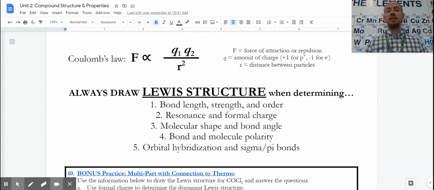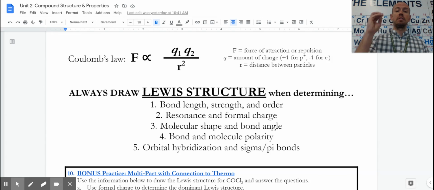If you are asked about any of those questions, they can only be properly and fully answered by drawing a Lewis structure. So make sure if you're given a compound and asked something about it involving any of these things, that you go through the process to draw the full Lewis structure. Just guessing is not going to give you confidence in the right answer.